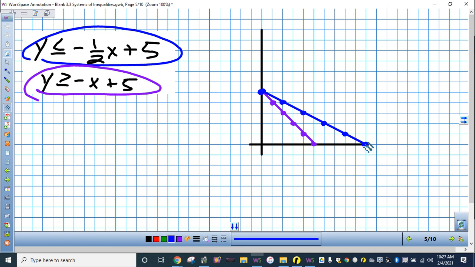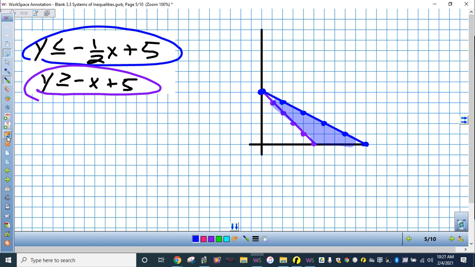So I shade below the blue, above the purple, so we're in that kind of middle sliver. Many times when you do these problems, the answer will be over here in the corner. This is not one of those problems.